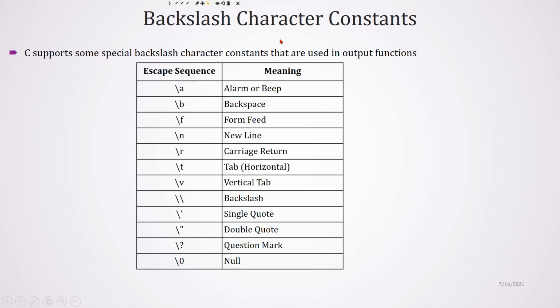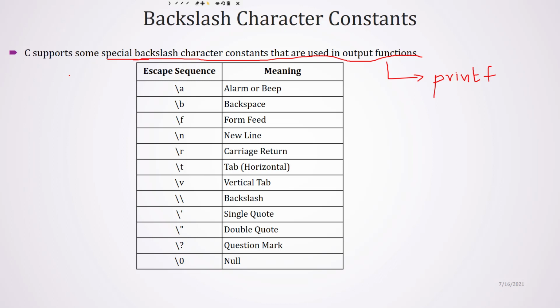Okay, next is backslash character constants. C supports some special backslash character constants that are used in output functions. Now you know where we are going to use these backslash character constants. They are used in output functions. We already studied one output function, that is printf. In printf we can use these special backslash character constants.